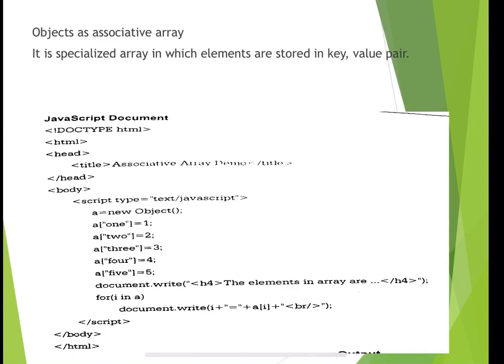Next, the last topic of this video is objects as an associative array. So there is a new type of array called an associative array. This array basically stores the values in an array as key value pairs. So the index is the key and the value is the value. So it stores the array as key value pairs. So let us see an example of it.